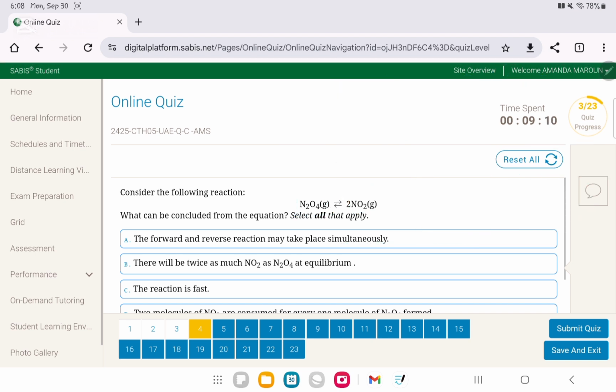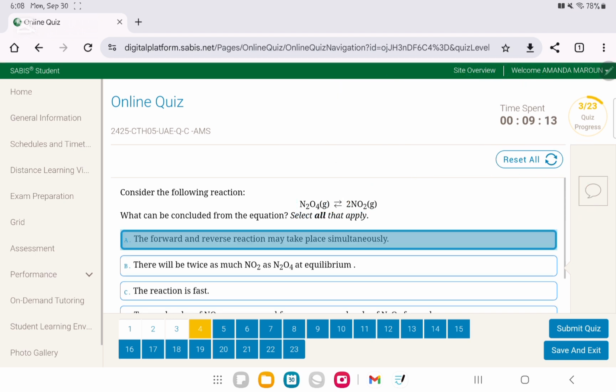So, what can be concluded from the equation? We said the forward and the reverse reaction may take place simultaneously. They are constant, that's why they take place at the same time. The forward means from reactants to products, and the backward means from products to reactants. They happen at the same time, so they are constant, and that's why they are simultaneous.